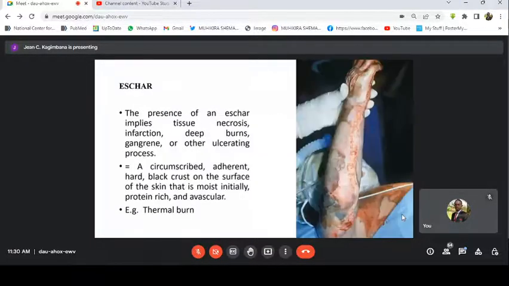Okay? An eschar. Don't confuse it with bed sores. The presence of an eschar implies tissue necrosis, as we see here. Okay? Infection, deep burns, gangrene, or other ulcerating process. It's an accumulation of adherent hard black crust on the surface of the skin that is moist initially, protein rich and vascular. Thermal burn. This is an example of a thermal burn. You see, there's the eschar.